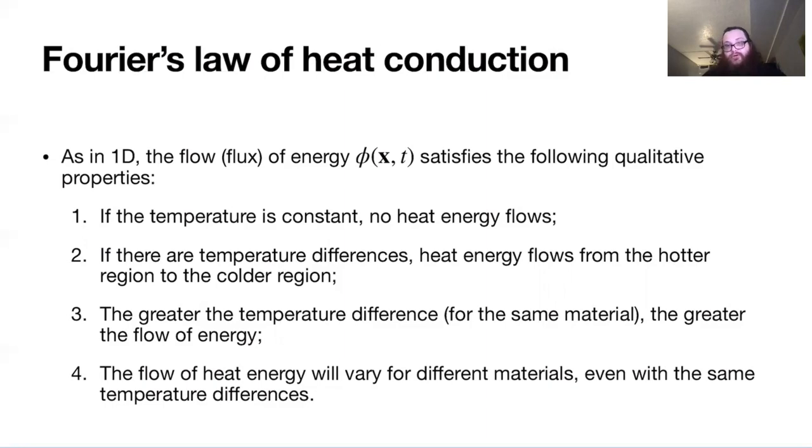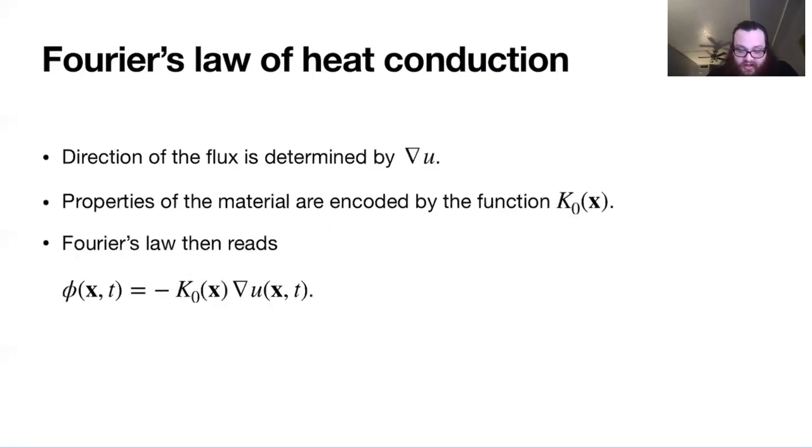The greater the temperature difference, or the greater the magnitude of the gradient of the temperature, the greater the flow of energy. And then of course, different materials have different amounts of energy that are going to flow, even with the same gradient. Okay. So all these observations put together give us the exact same quantity here.